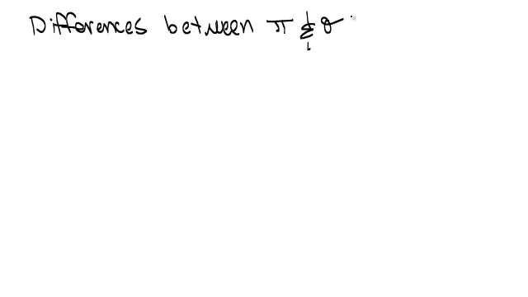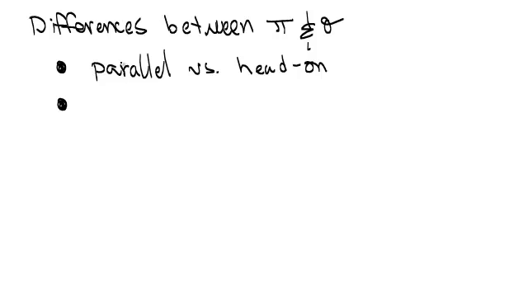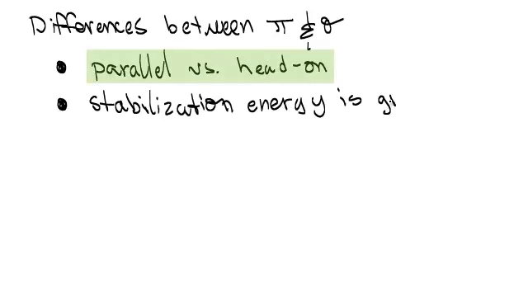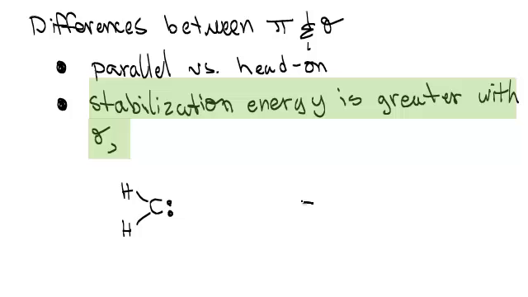Well, I highlighted the similarities between the two bonding motifs, pi and sigma. Let's focus now on the stark differences between pi and sigma. Parallel versus head-on, of course, is an obvious difference, but the major difference comes in stabilization energy.